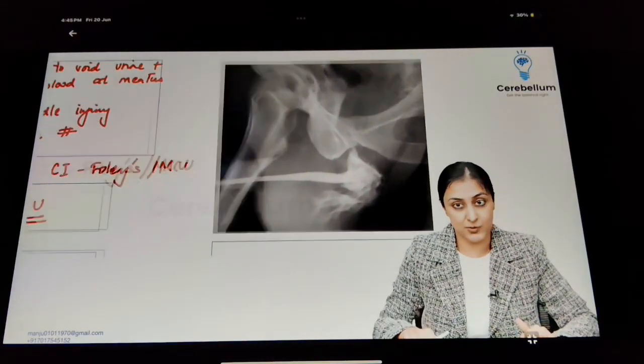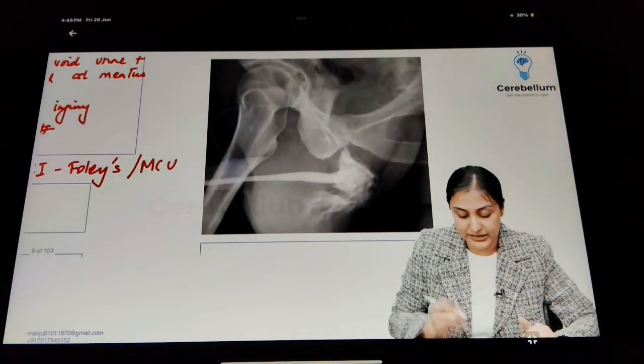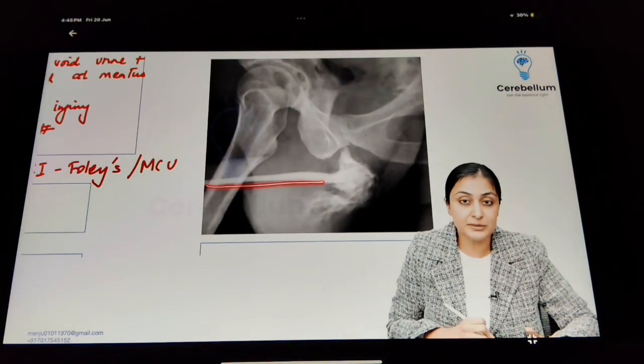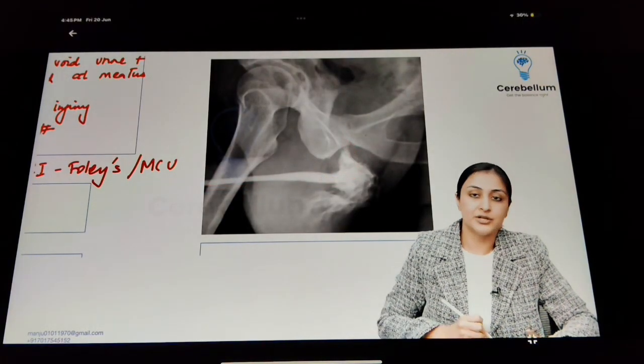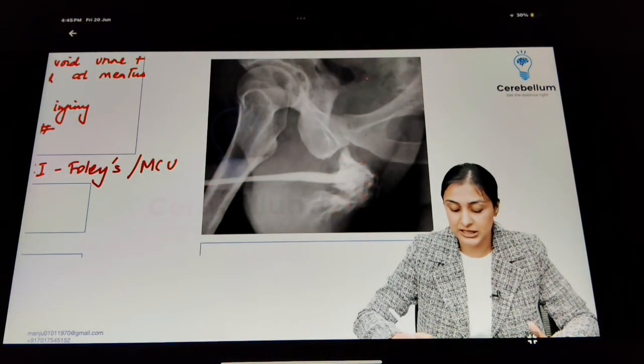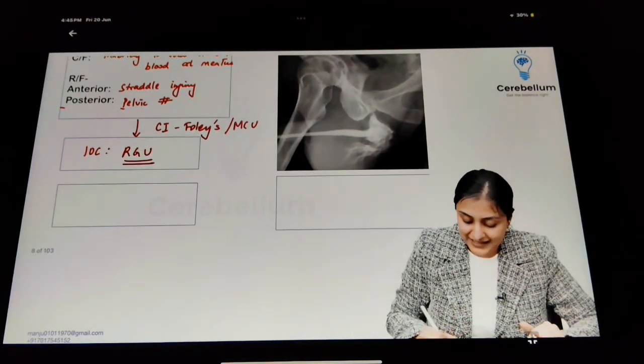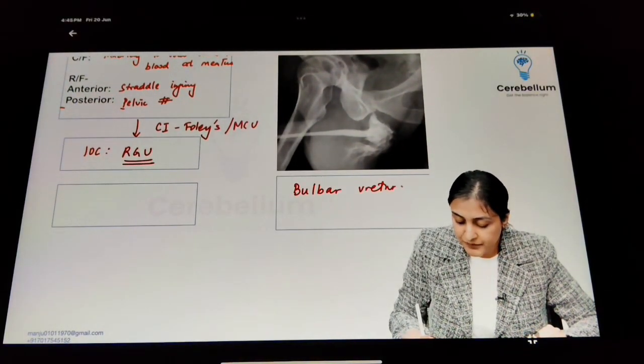So this is the RG of a patient with urethral trauma. Is this normal? This is not normal. What is the part which is ruptured? So let's see. The horizontal part looks okay. So penile is fine. This is the bulbar urethra, where you can see that the contrast is extravasating and it doesn't go further. So what is my diagnosis here? You're going to report it as a bulbar urethral rupture.